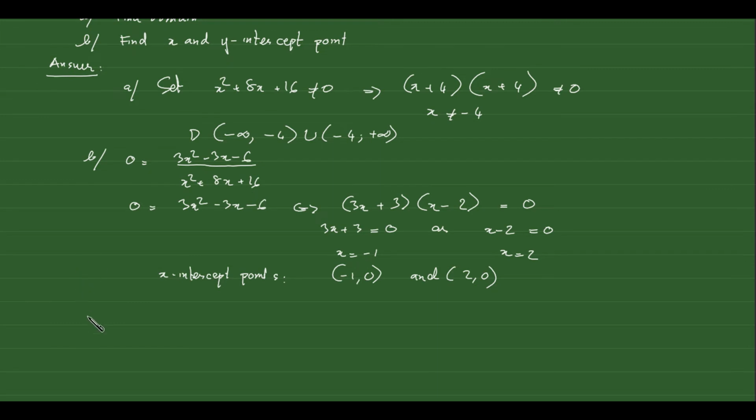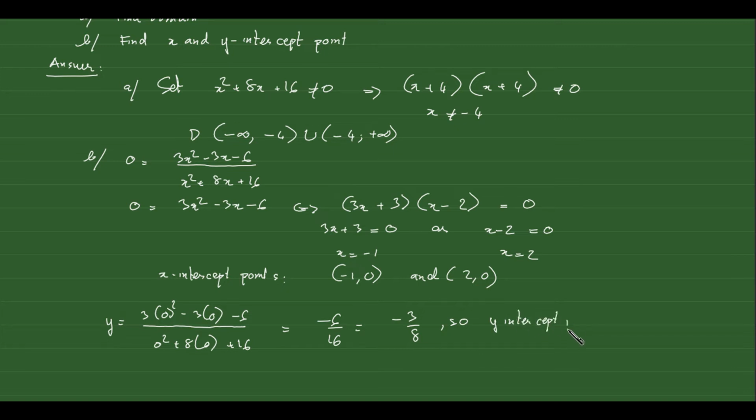How about the y-intercept point? In order to find the y-intercept point, you replace x with 0. So you have 3 times 0 squared minus 3 times 0 minus 6 over 16. So you have negative 6 over 16, which is negative 3 over 8. So the y-intercept point will be 0, negative 3 over 8. Here you go. That's the y-intercept point.